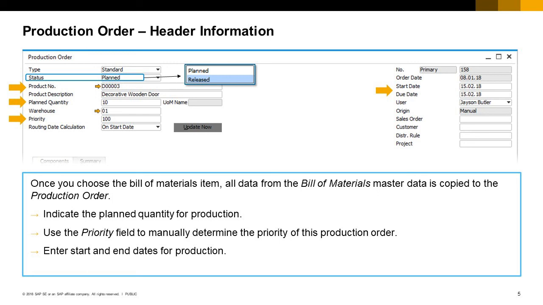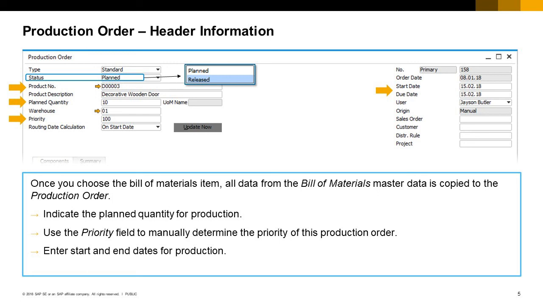When opening a production order, the status of the order is set to Planned. In this status, you cannot issue components or report completion of the production order. However, you can make changes to the data in the production order. Later on, to proceed to the next step in the production process, the production manager changes the status to Released.